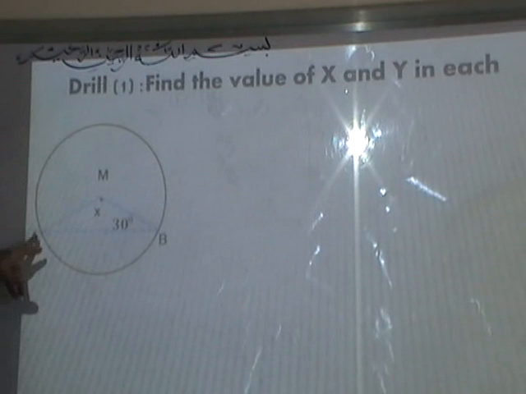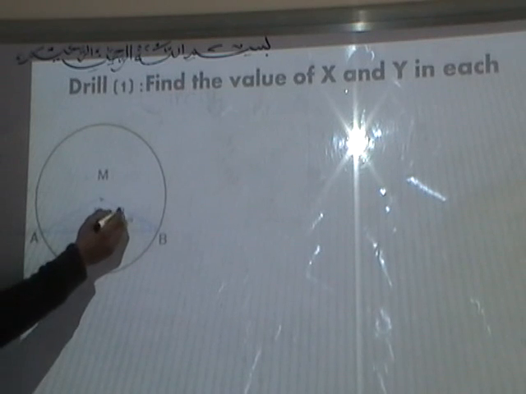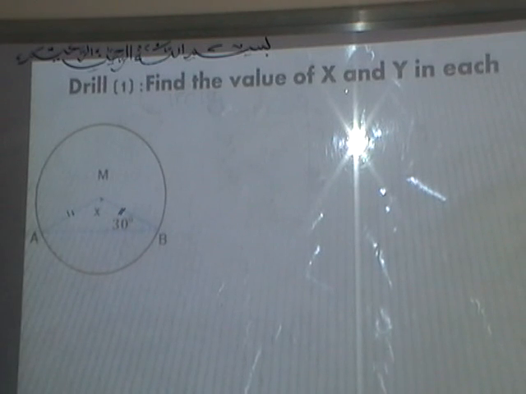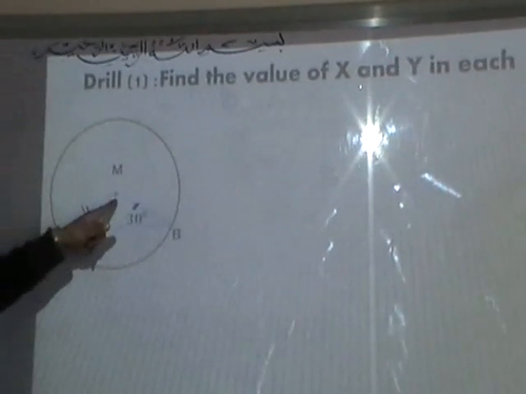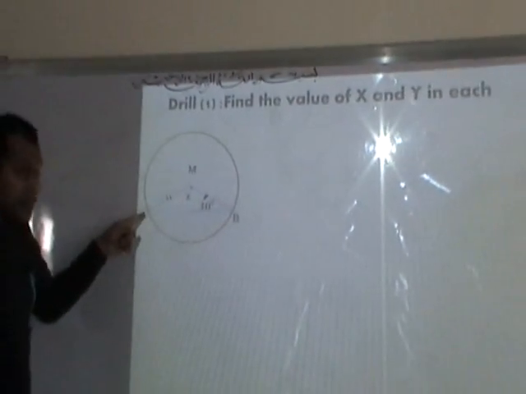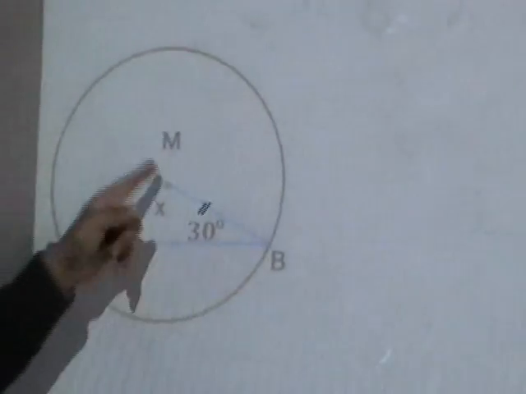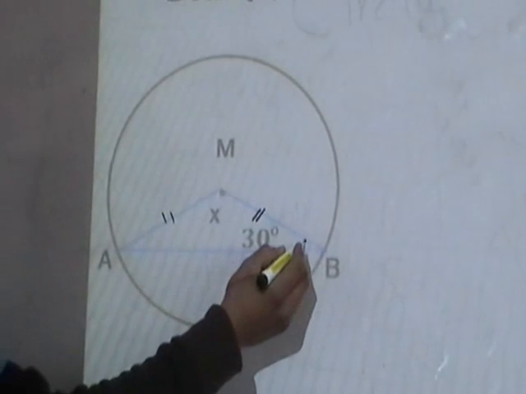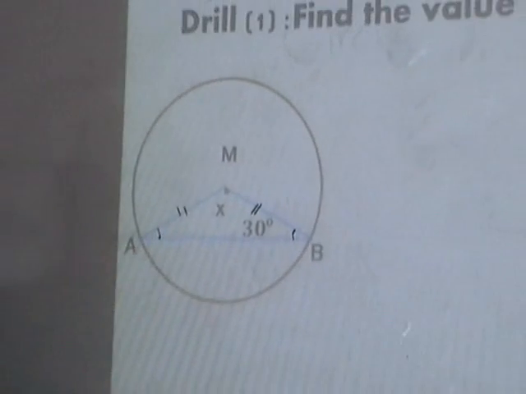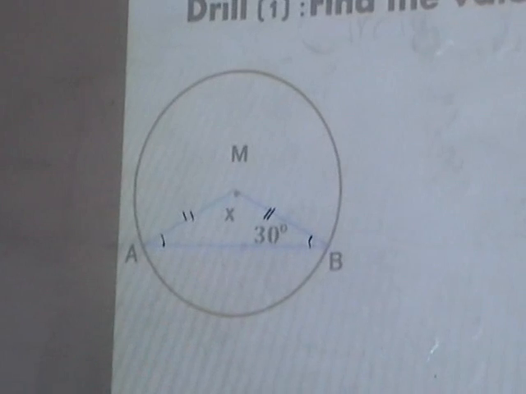I have triangle AMB. This triangle is an isosceles triangle according to the 2 radii that are in the circle. As we said, the radii of any circle are equal in length. So we can say that MB equals MA. From MB equals MA, you will have the 2 angles of the base equal in measure.